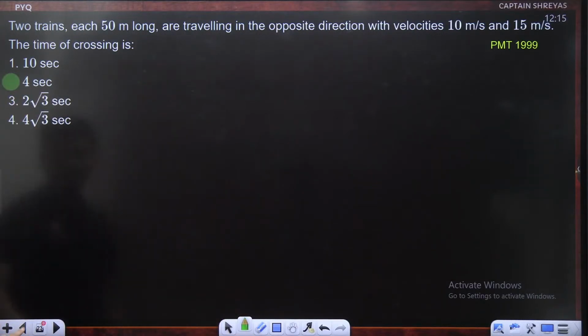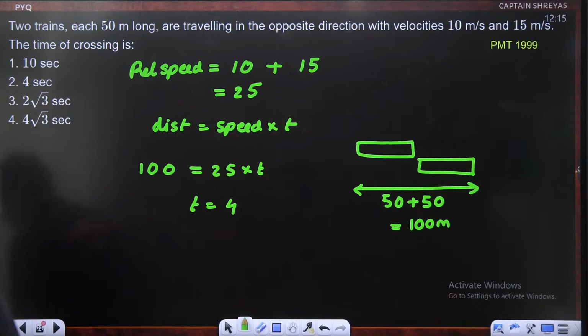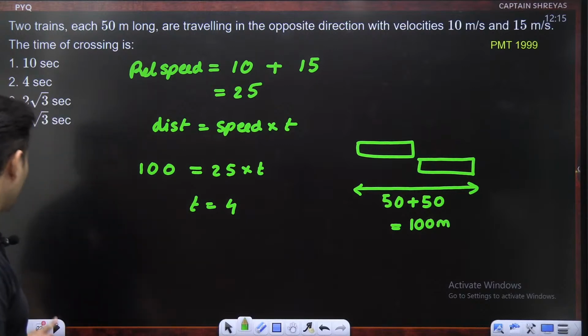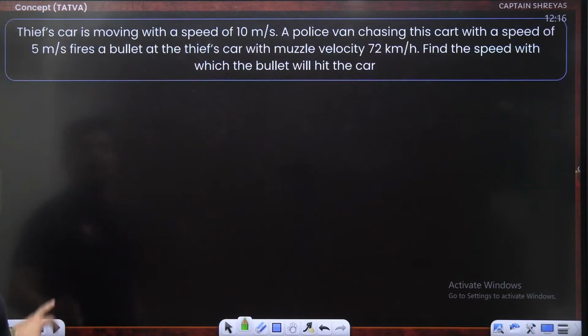Is it there? Option number 2. Yes. How many of you got option number 2? Let me see. Very good. Isn't it simple the way I taught you guys now? It becomes very easy. Right? Awesome. Let's go to the next question coming up on your screen.